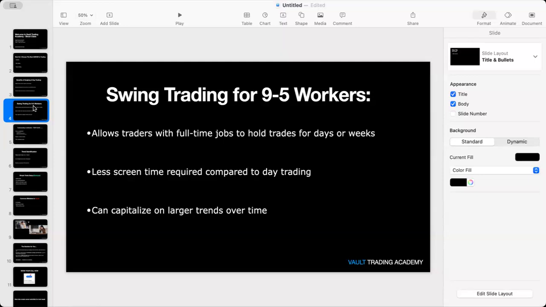Okay, so just like I mentioned, less screen time required compared to day trading. You can capitalize on larger trends over time. What I mean by that is, if you are right, let's say I'm buying in at the $30 price and I want to target the $60 price. So that's like a $30 jump, right? You have much more advantage to be in profit because you're holding onto the trade much longer. But it still requires technical analysis.